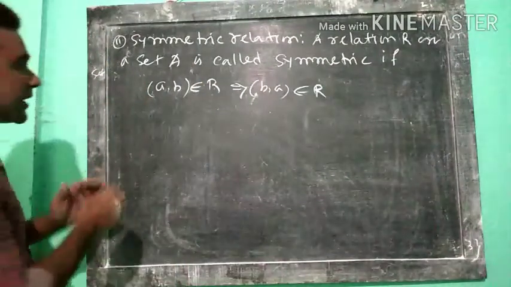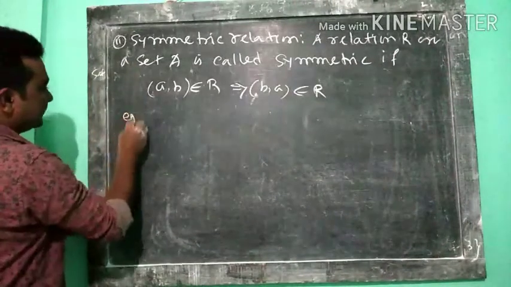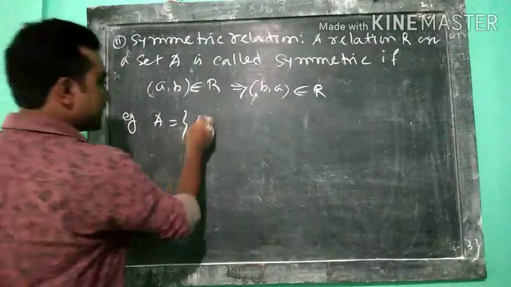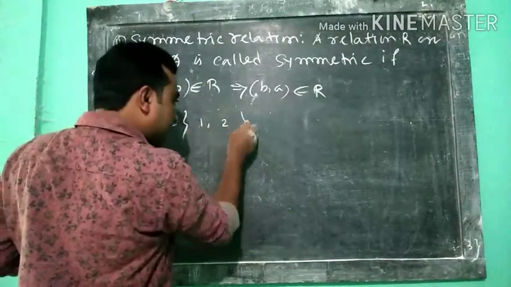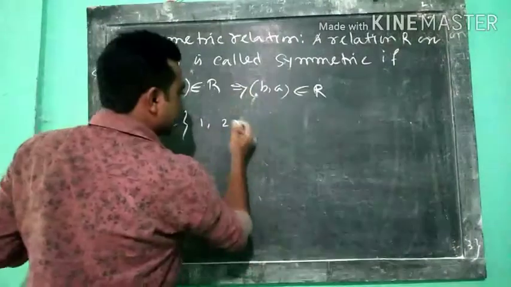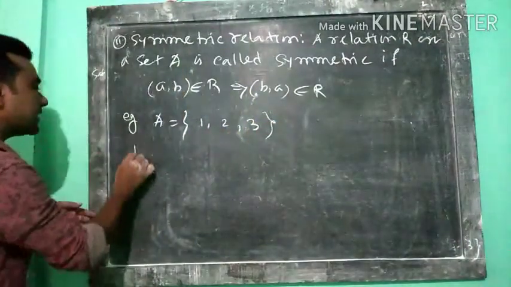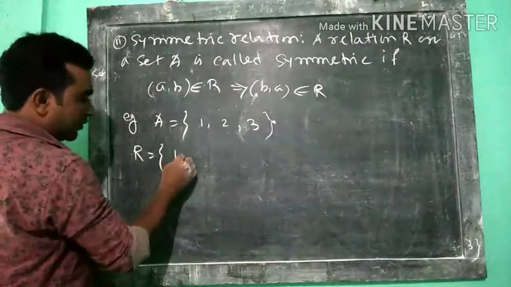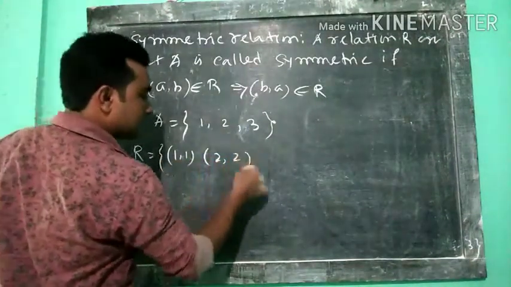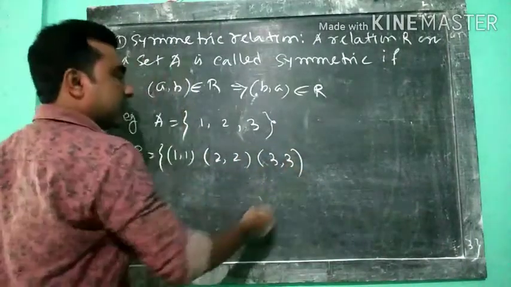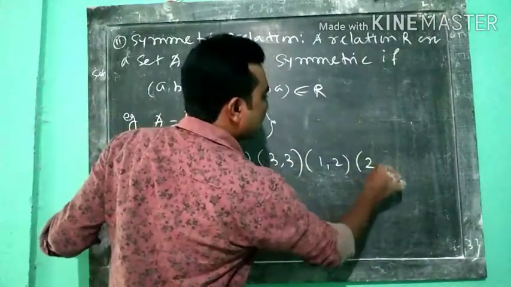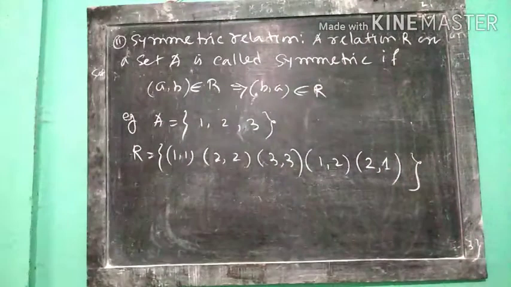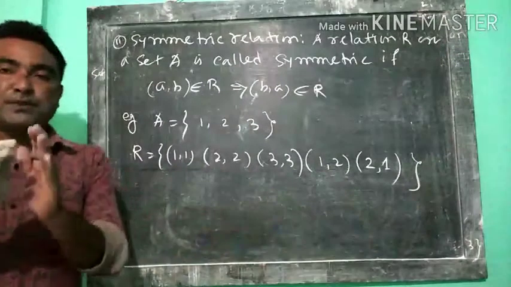For example, suppose A is a set, then the elements of A are 1, 2, 3. Then R is a relation from A to A, where (1, 1), (2, 2), (3, 3), and (1, 2) and (2, 1) belong to R. This type of relation is called a symmetric relation.